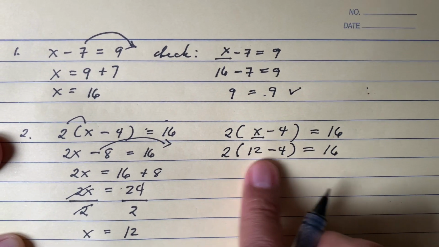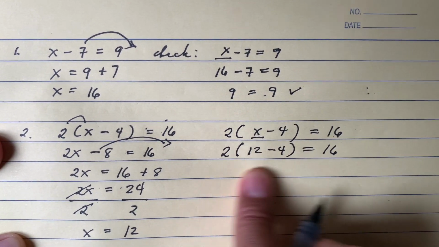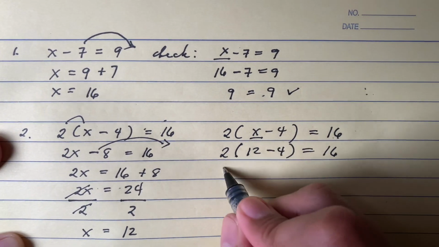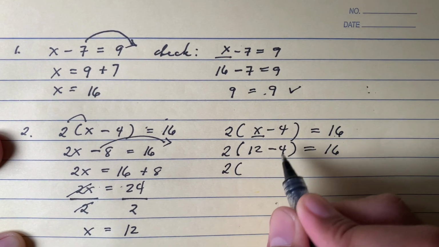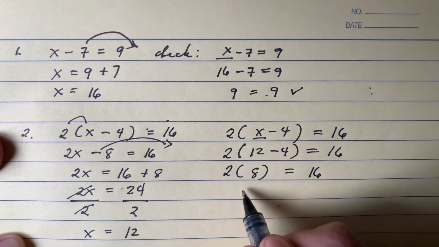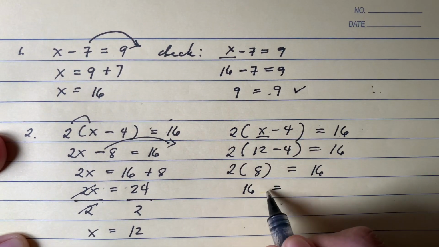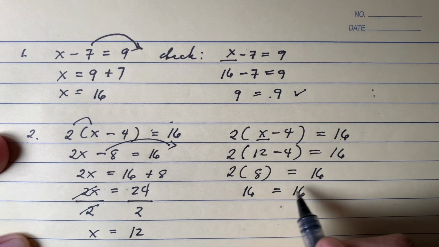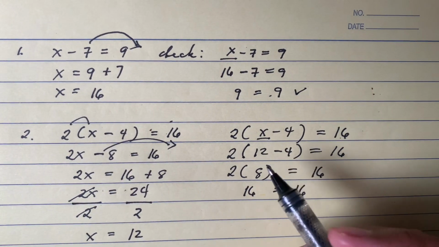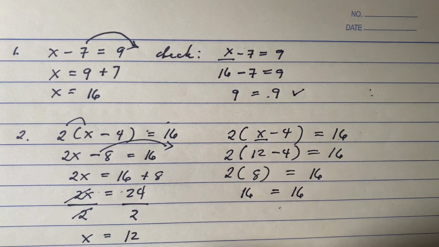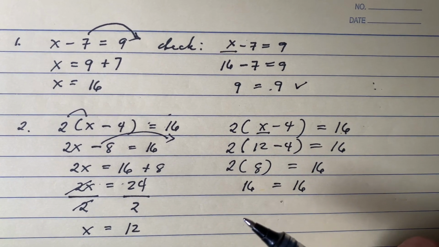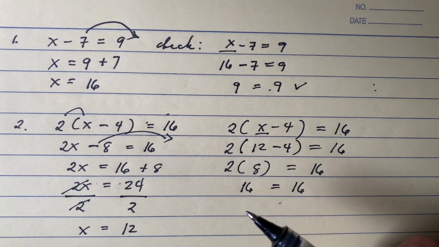Now, simplifying this side of the equation because this is more complicated compared with the right side of this equation, we have 2 times 12 minus 4, that is equal to 8, is equal to 16. Now, the product of 2 and 8 is equal to 16, and 16 equals 16. So, this is the very basic way of finding the value of your unknown variable using linear equations in one variable. Okay, that's it. Thank you.